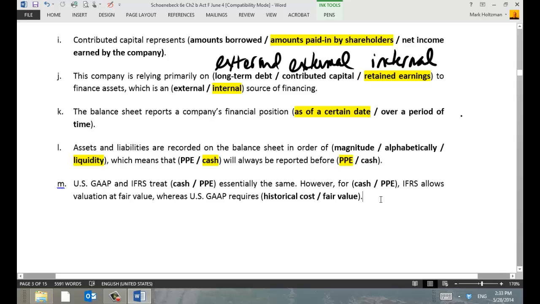US GAAP and IFRS, all right, so this I didn't talk about. US GAAP and IFRS treat cash the same, but differently for PP&E. Because in US GAAP, PP&E is valued at cost, whereas in IFRS, you can actually revalue your PP&E at fair value.